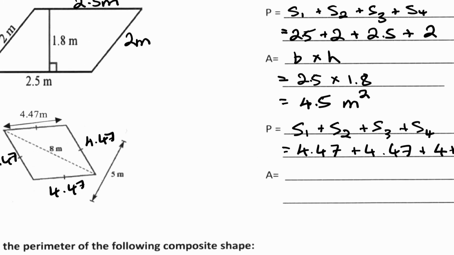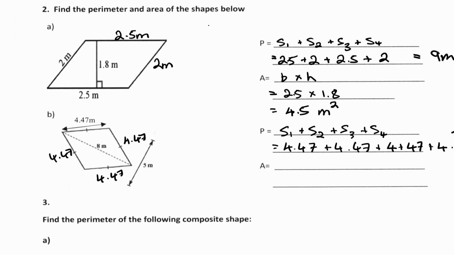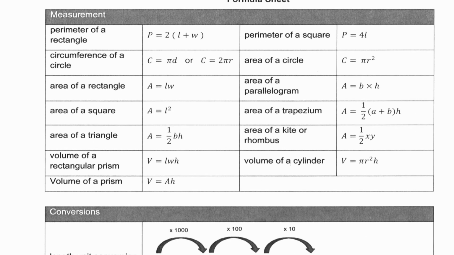All right, the area. So we've got to think about what shape is this. And hopefully you recognize that it is a rhombus. Remember, a rhombus is a little bit like a parallelogram or a little bit like a kite, but all sides are equal length. So this one here is a rhombus, and the formula we need for this is A equals half xy.